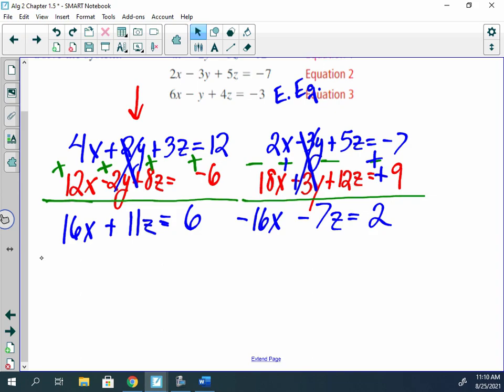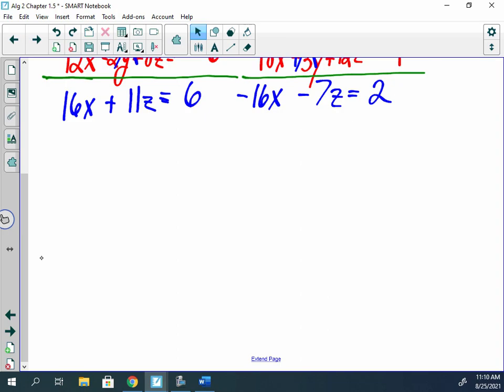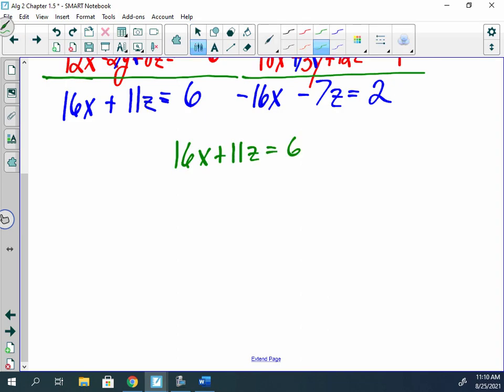Okay, I want to pick a variable to eliminate. Yes? No, that's actually kind of nice. And that kind of also answers what variable we want to eliminate. What do we want to eliminate? x, because it's already 16 and 16. If the number's already the same, let's use it, because that's going to help us out. So we can just go on and do 16x plus 11z is equal to 6, and negative 16x minus 7z is equal to 2.